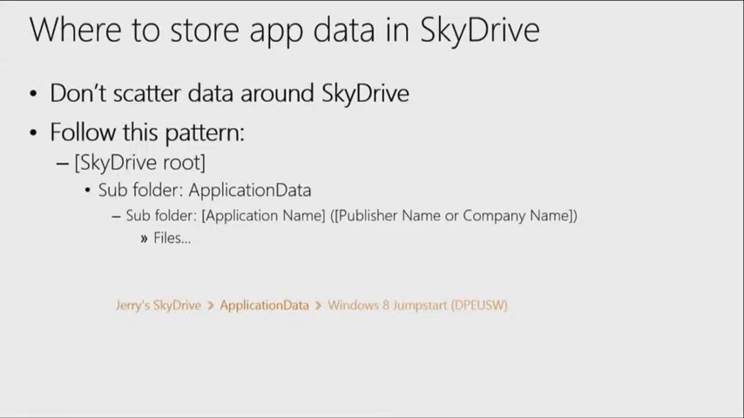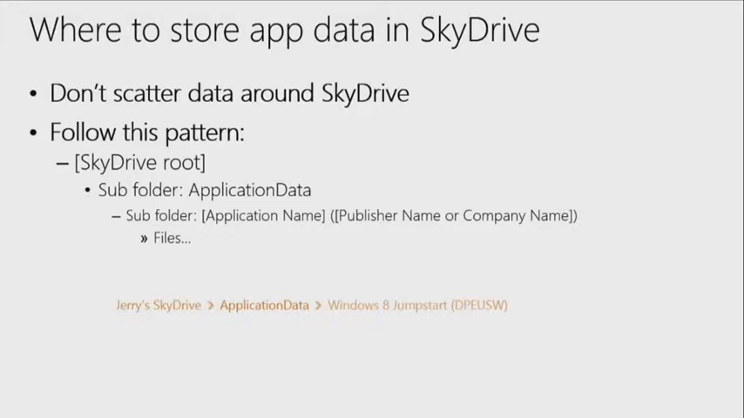That's right. Then create a subfolder within there that follows this pattern: application name, so in our case, Windows 8 Jumpstart. Then in parentheses, put your publisher name or your company name. This combination should disambiguate, because if somebody else produces an application called Windows 8 Jumpstart, they're highly likely not to be DPE USW. Right. And so that gives you a unique folder name. That's why these guidelines exist.